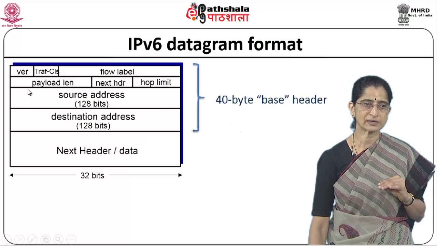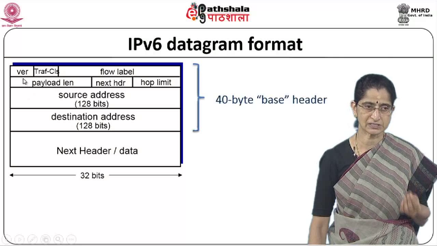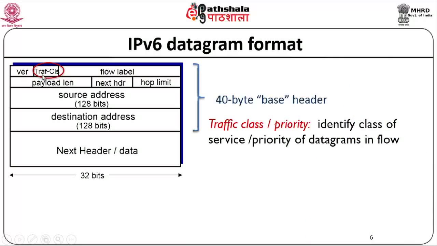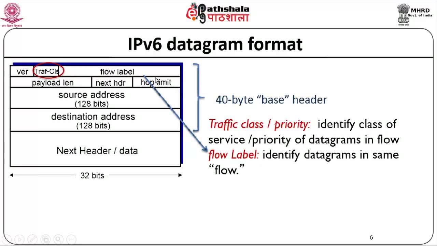The new fields that you can see, version obviously refers to the fact that it will be version 6. Another new field that we have is the traffic class, which is also referred to as priority. This is essentially to identify the class of service or the priority of the datagrams in the flow. We also have something called a flow label. This is essentially to identify the datagrams which belong to the same flow. This is obviously to support quality of service, because using a flow label you can identify those datagrams which belong to a particular flow, and using that you can provide certain types of service for that particular flow. Okay, it becomes easy to do that.